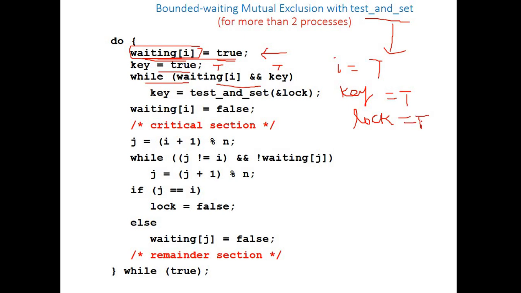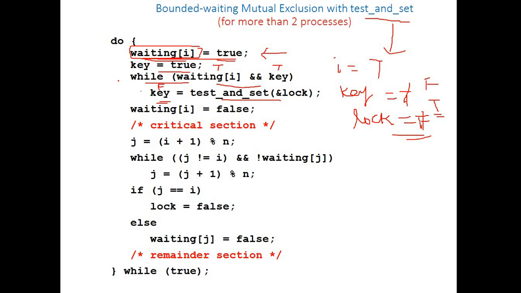Now we are passing the value of this lock to the test and set function. Whatever value we send, the same value we will get back, but the lock variable value will be changed to true inside the test and set function. So we are sending the value false, and we will receive the key value as false here. So now the key value is false and the lock variable was changed to true inside the test and set function.